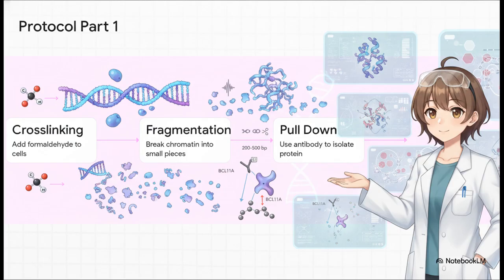Then we hit step 3, the immunoprecipitation part. This is where we add an antibody that's highly specific to our target protein, like BCL11A, and then use magnetic beads acting like tiny molecular magnets to pull down the BCL11A along with its attached DNA. And finally, step 4 is a thorough wash just to get rid of any non-specific DNA or contaminants.